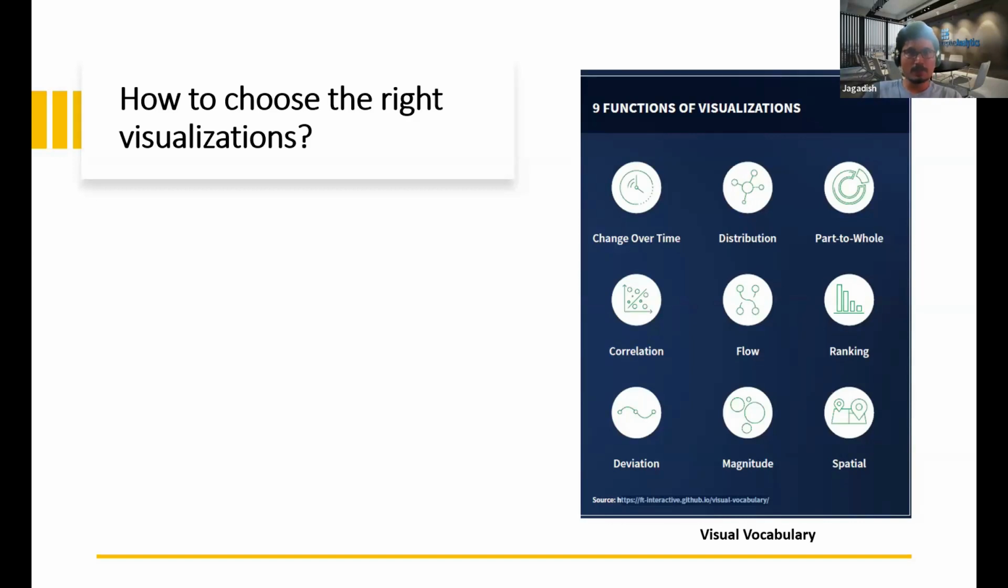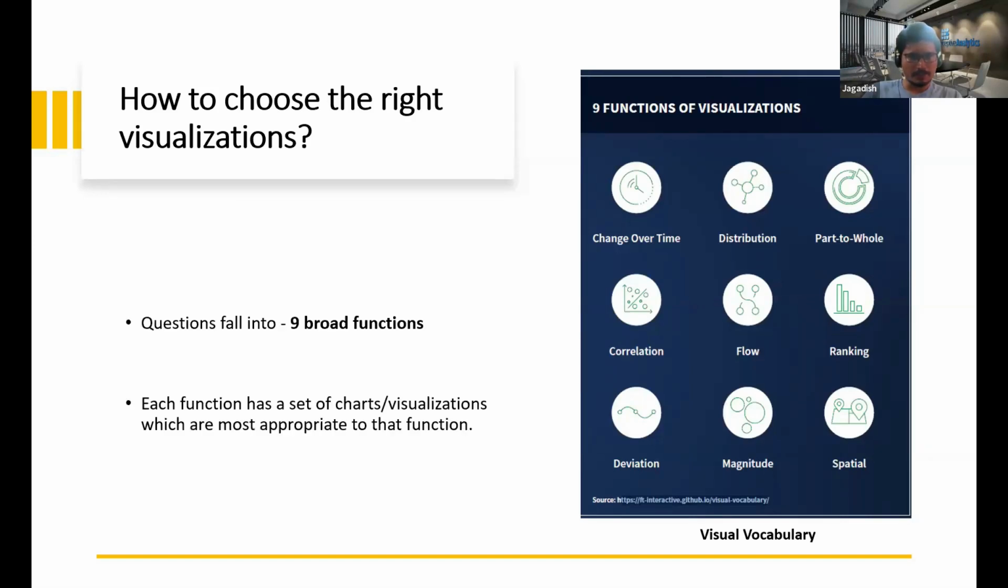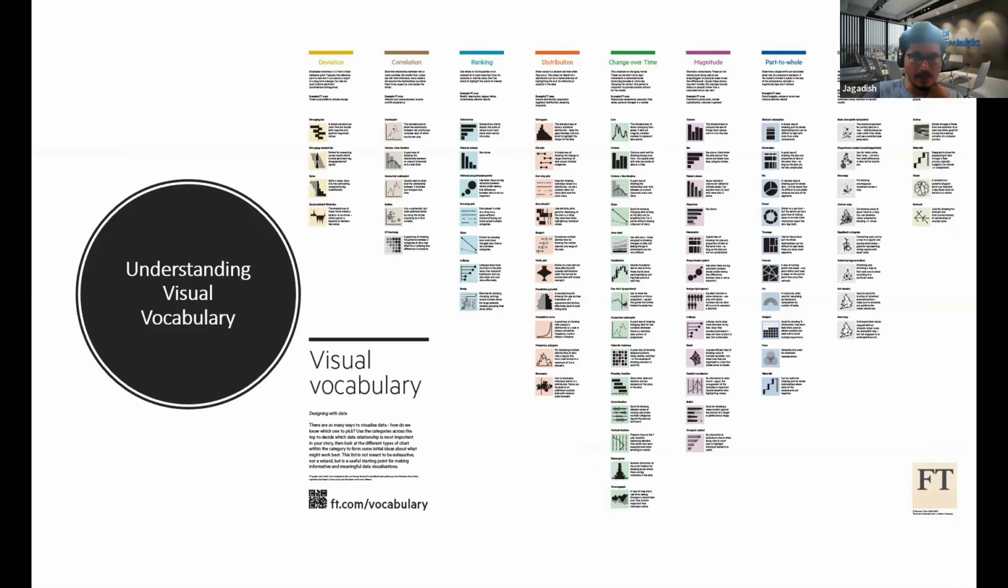Let's say you're performing target analysis. There are salespeople, each one of them having their own targets. How many of them have reached their targets or not for the specific month? That is what we call the deviation function. How much are they deviating from their original target? Likewise, each and every question that you come up with will fall under one of these 9 functions. And each of these functions has a dedicated set of charts that are recommended by visualization experts.